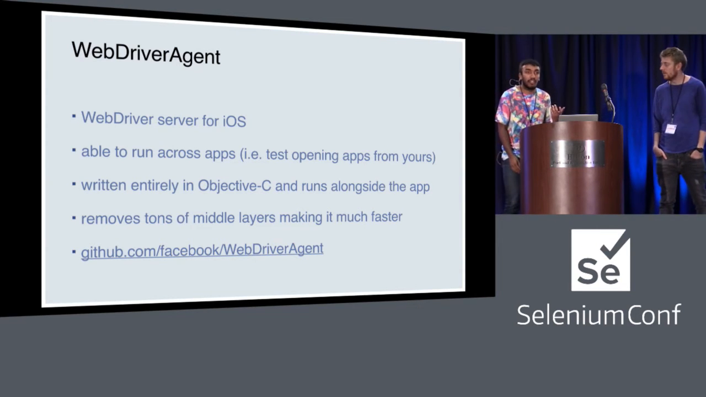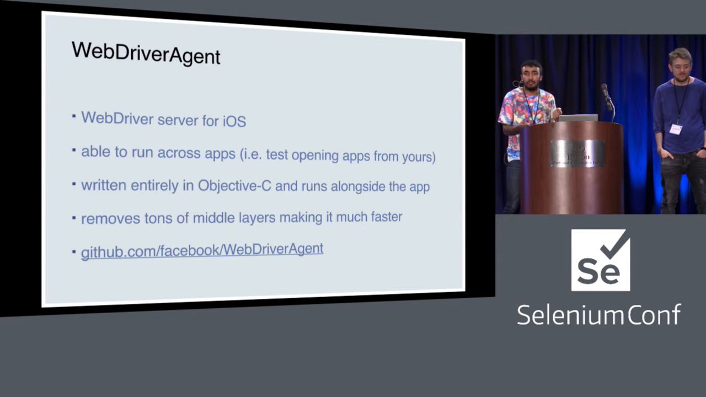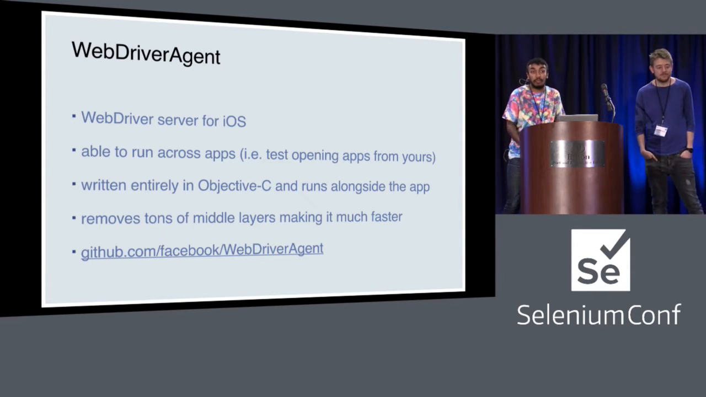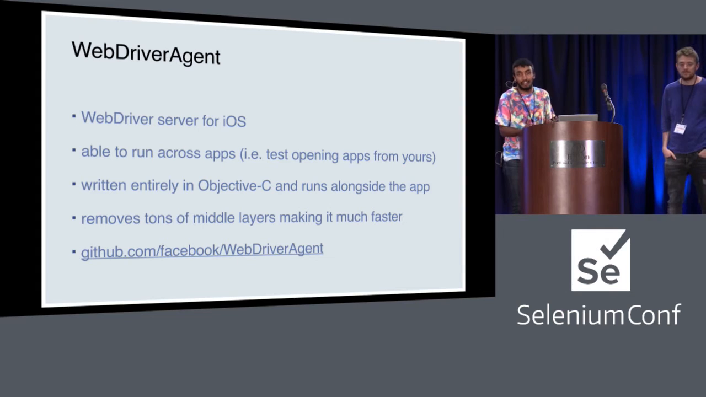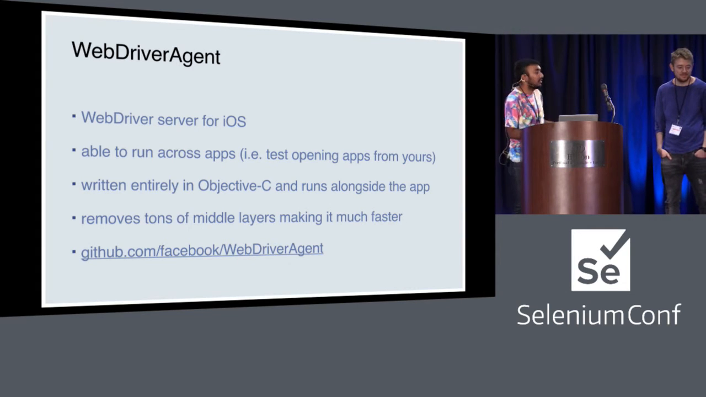So we use this at Facebook, and when we switched over, we actually found that our tests were failing because they expected there to be an implicit wait between commands. Because this was so much faster, our tests started failing. And there's a link as well to find it on GitHub.